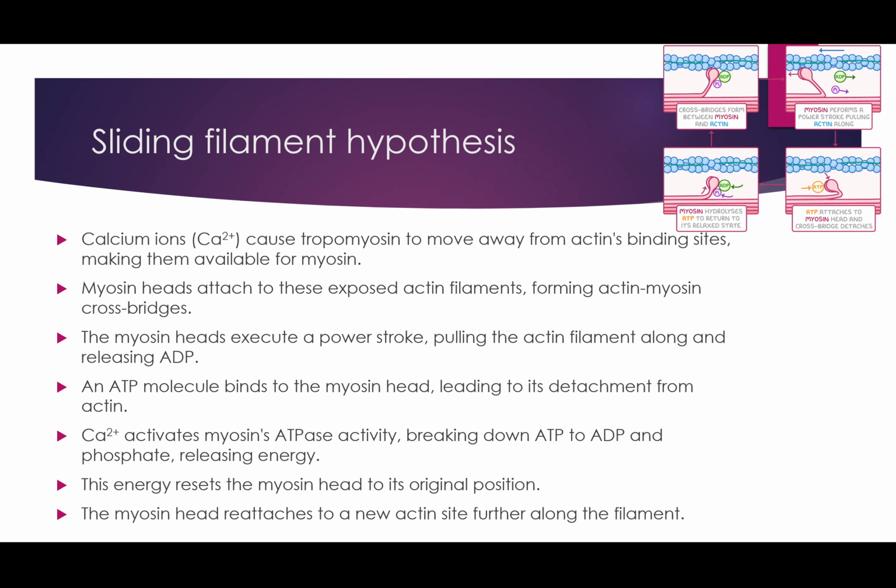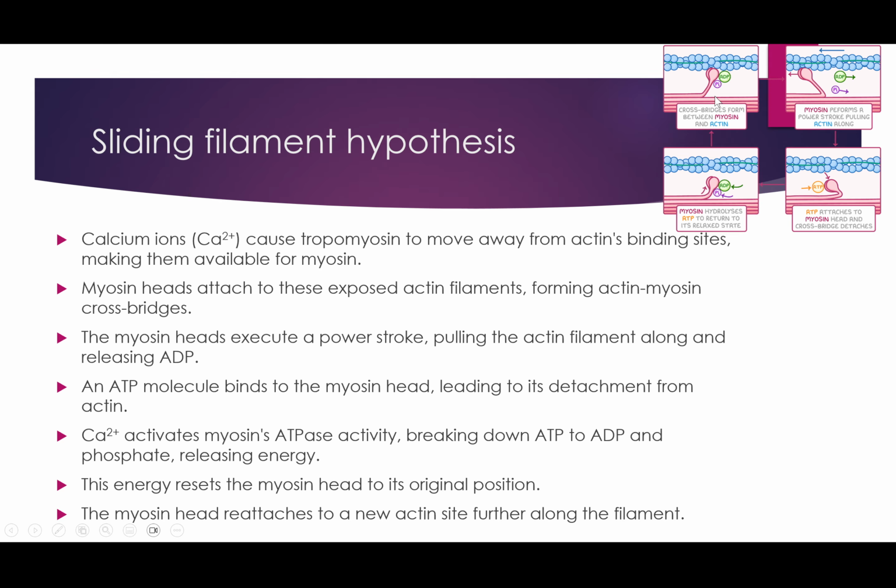So the sliding filament hypothesis. The thing that triggers the whole sliding filament muscle contraction is, first of all, an action potential or depolarization will travel down the T-tubules of the sarcolemma, and that will trigger the sarcoplasmic reticulum to release calcium ions. And these calcium ions cause tropomyosin to move away from the actin binding site.